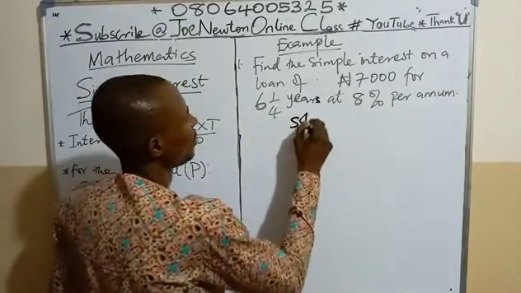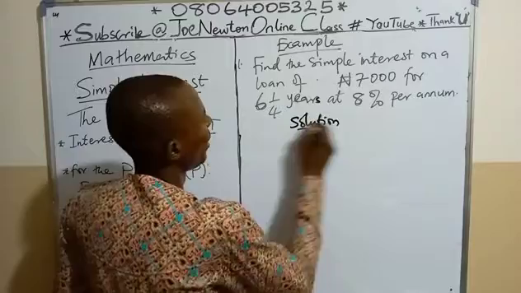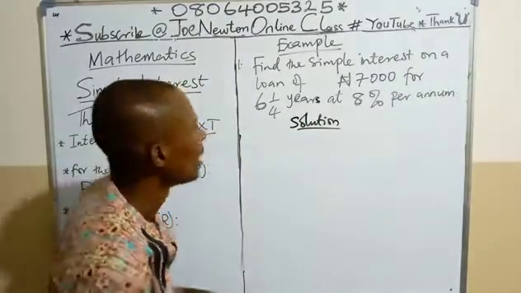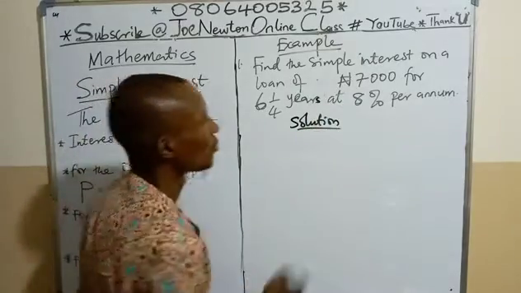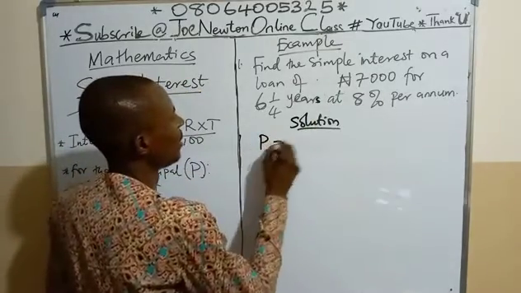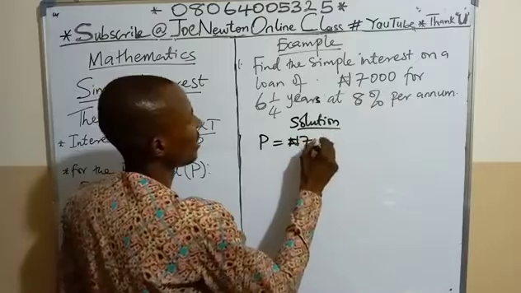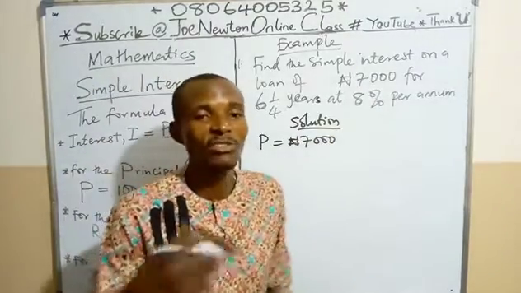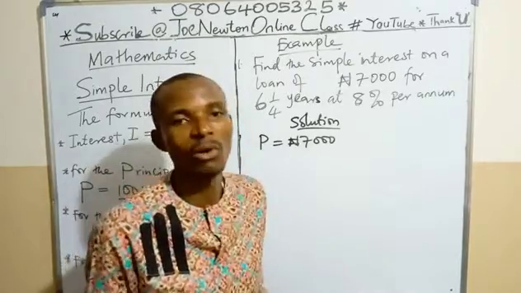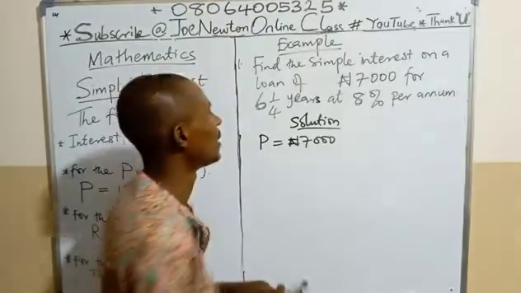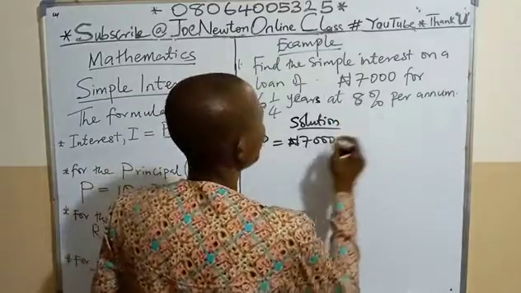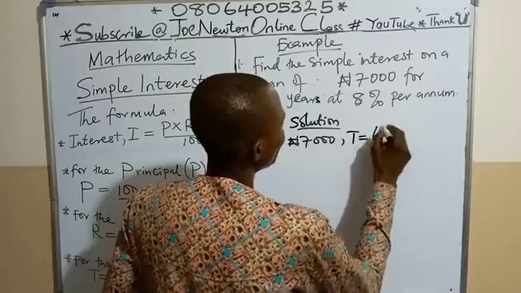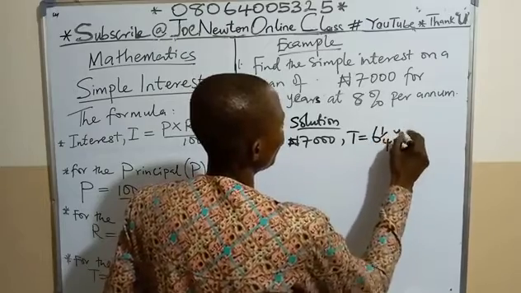So it's simple. Solution. In calculating this, all you need to do is to introduce the formula. Then remember, what are the things given to us? We are given the principal to be 7,000 naira. Remember, it must not be naira. It can be in dollars, cedis, pounds, any currency you calculate. Just use the formula. Then we're also given the time as 6 1/4 years.